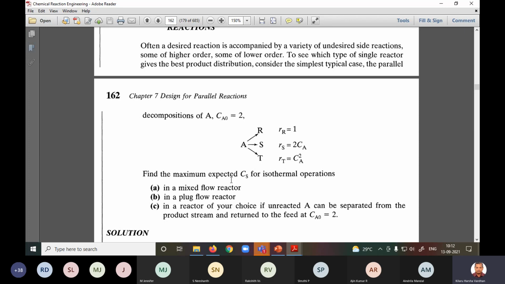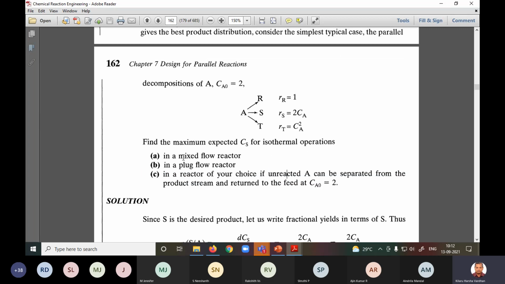You see any question paper in CRE1 in third unit, almost every two question papers, this problem will be asked. This is a worked out problem. Not only worked out, even in the exercise problems also, similar types of problems they will ask. So he is asking you to find the maximum expected CS. So CS is the desired, whereas R and T are undesired. You want only the S combination. So he's asking how much is the maximum CS for this isothermal operation.